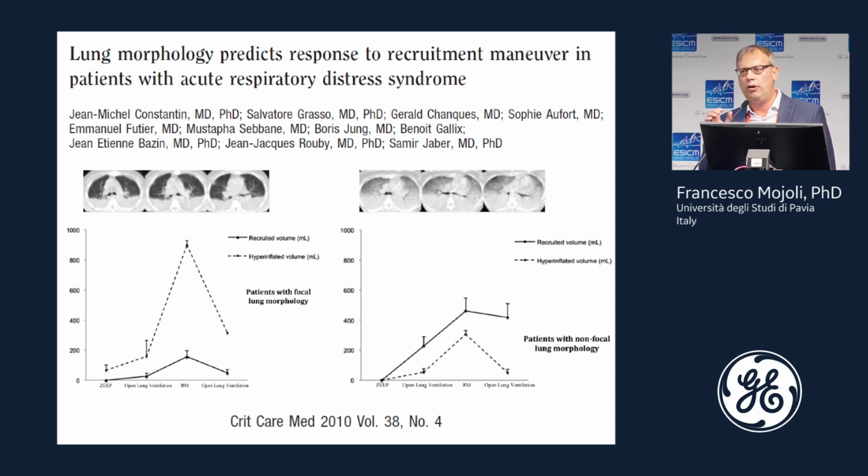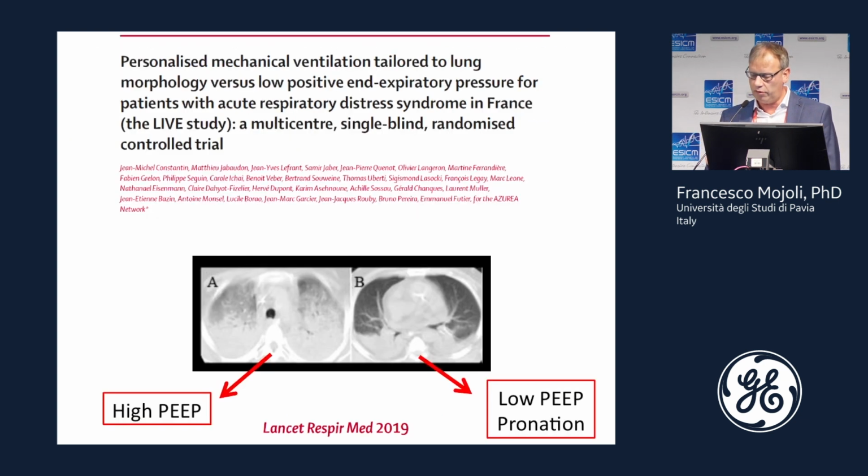Lung imaging may also help management of mechanically ventilated patients. For instance, we know that patients with the focal loss of lung aeration, like the one on the left of the slide, are poor PEEP responders, whereas patients with a more diffuse disease, like the one on the right, may positively respond to PEEP with some lung recruitment. So lung morphology can be used to personalize mechanical ventilation settings in ARDS patients. High PEEP in diffuse disease and low PEEP plus prone positioning in focal disease.